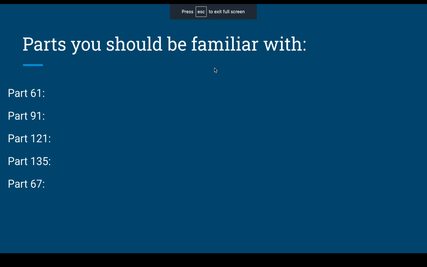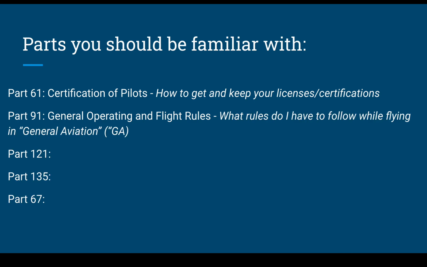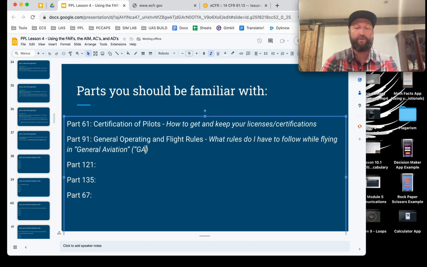So, parts you should be familiar with: Part 61, Part 91, Part 121, Part 135, and Part 67. So here we go. Part 61, certification of pilots, is how you get your licenses and certifications. Part 91, general operating and flight rules. Now, this is kind of like the rules of the road. Like when you had to study all those rules to get your driver's license or whatever, this is kind of like that. And it's what rules do I have to follow while flying in general aviation, or what we call GA.